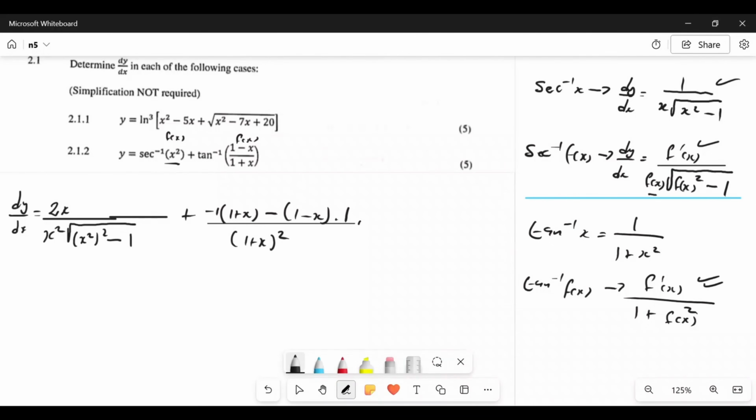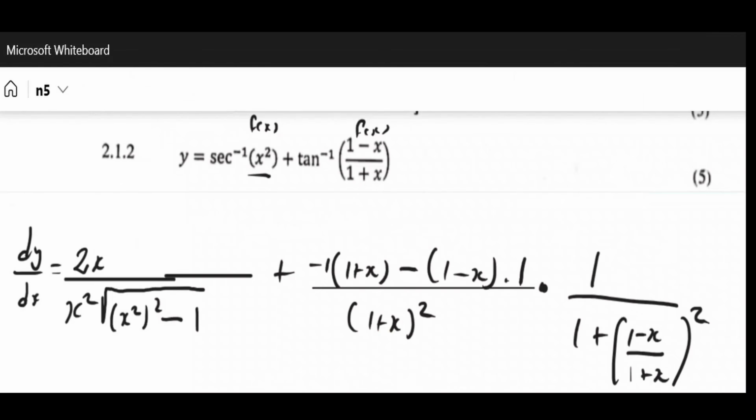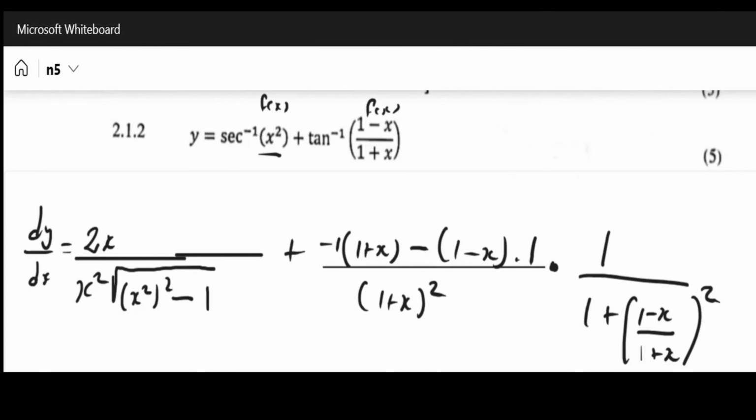Now it's time for us to multiply by 1 over 1 plus our f of x. Remember this one here, it's 1 minus x divided by 1 plus x. But let's not forget, we need to square it based on this here. So this is the derivative of the question that we have there, 2.1.2. All right, we are done with 2.1.2. Let's go and do the next question, which is 2.2.